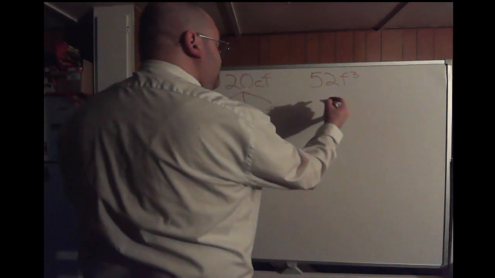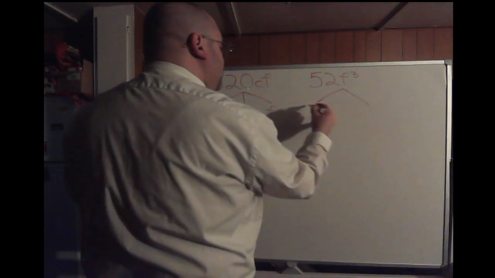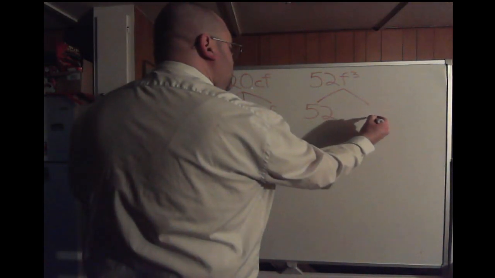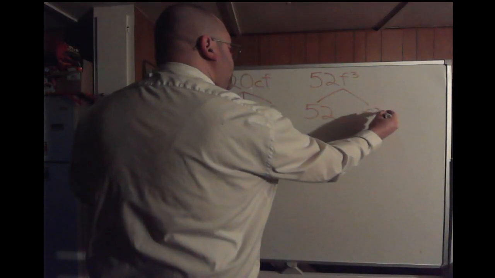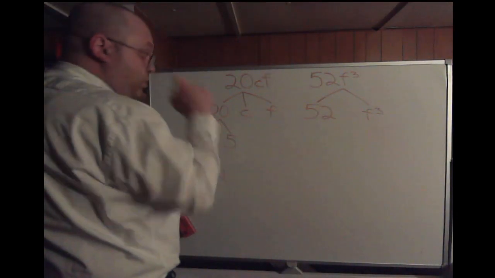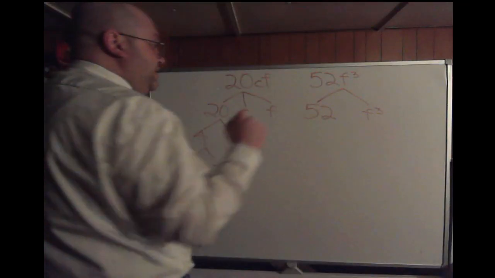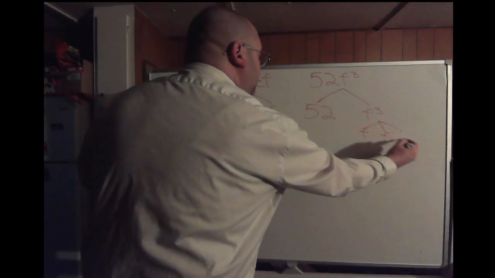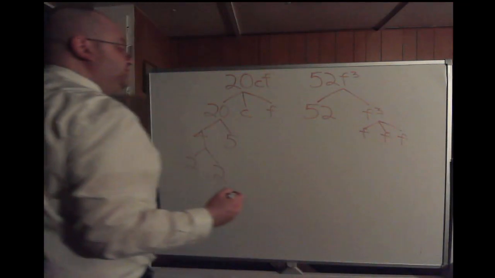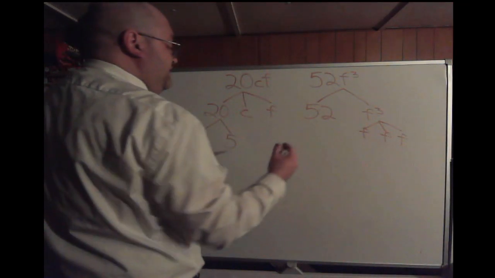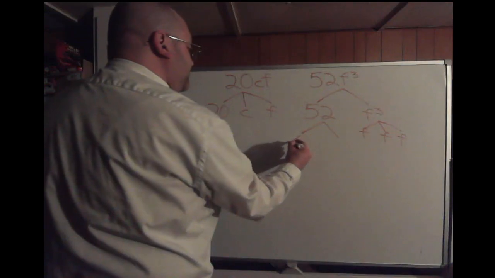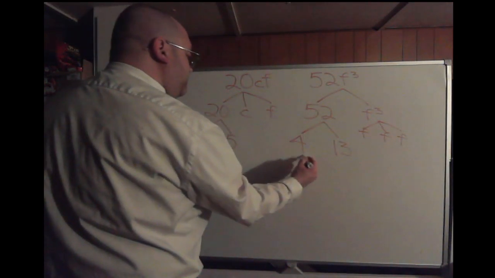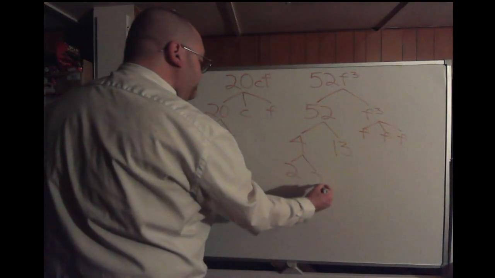Now how about 52F to the third? Well, let's break that down into 2 pieces. You'll have 52 times F to the third. F to the third breaks down 3 ways into F times F times F. 52 will break down into 4 and 13. 13 breaks down no further, but 4 breaks down into 2 times 2.